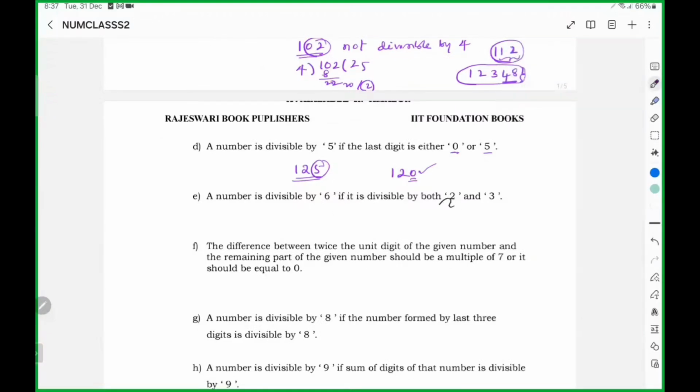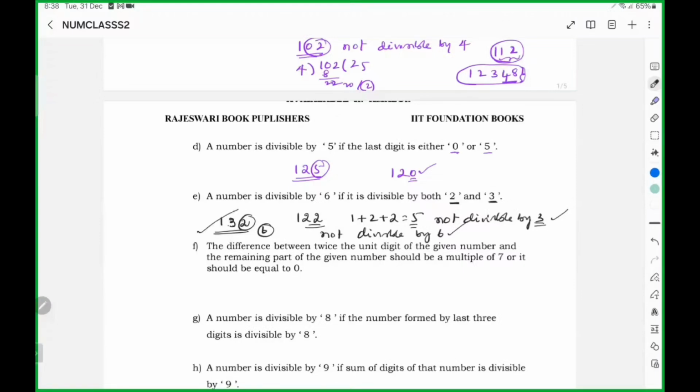A number is divisible by 6 if it is divisible by 2 and 3. Like if you take 122, it is divisible by 2. But is it divisible by 3? I can write the sum here, 5, which is not divisible by 3. Right? Hence this is not divisible by 6. Now you take 132. The sum is 1 plus 3 plus 2, 6, so it's divisible by 3. The last digit is an even number, so divisible by 2. Hence it is divisible by 6.